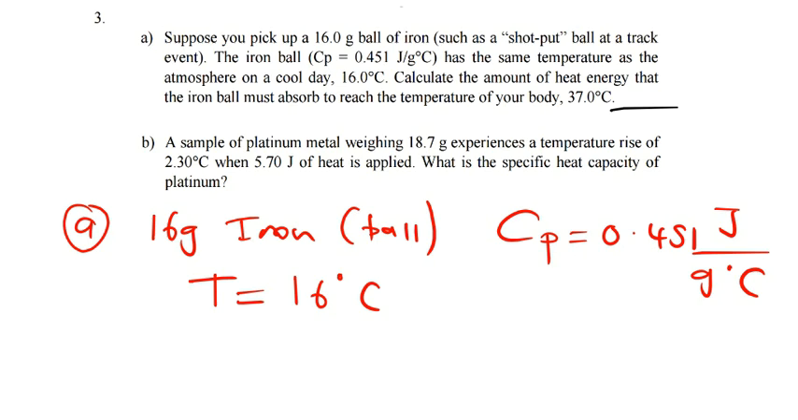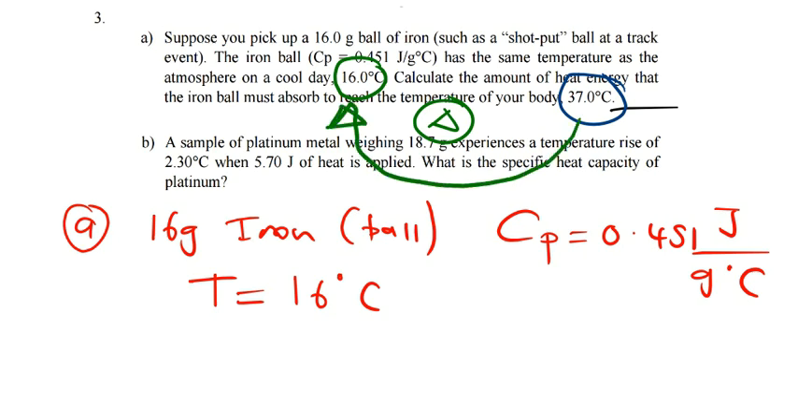So when you pick up the iron ball, your body temperature is 37 degrees Celsius and the initial temperature of the iron ball is 16 degrees Celsius. The final temperature should be in the middle. For that to happen, energy is lost from the higher temperature, 37, to the lower one. That's why they say calculate the amount of heat energy that the iron ball must absorb.